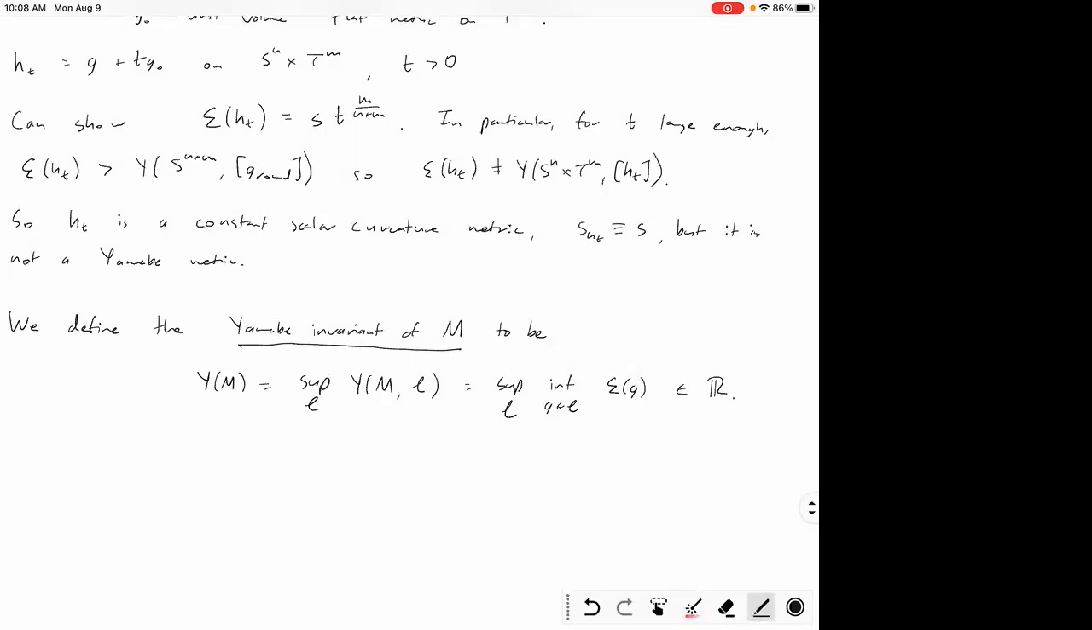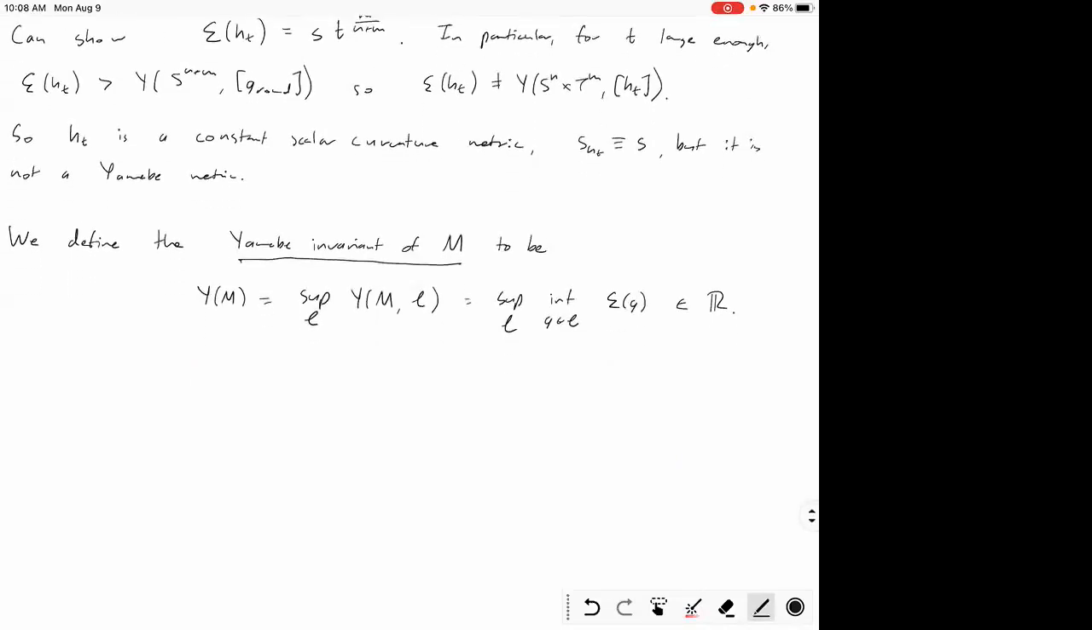So let me tell you a little bit about this invariant. So first, this is a diffeomorphism invariant. So two diffeomorphic manifolds have the same Yamabe invariant. Note that it's positive if and only if M admits a positive scalar curvature metric. Because if the supremum is positive, that means there's some conformal class which is positive. And as we saw above, a conformal class is positive if and only if it contains a positive scalar curvature metric.